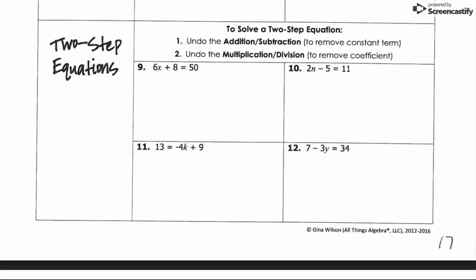So for number 10, I'm trying to isolate this n. Remember, you're looking to get rid of everything around the n. First thing I want to get rid of is addition or subtraction. So I have minus 5 here. The opposite of subtraction is addition. So I want to add it to both sides. They cancel over here. It equals 0. 11 plus 5 is 16. And then I want to get rid of this 2 times n by dividing by 2. They cancel, and I get n is 8.